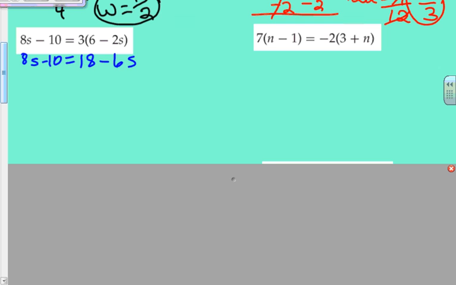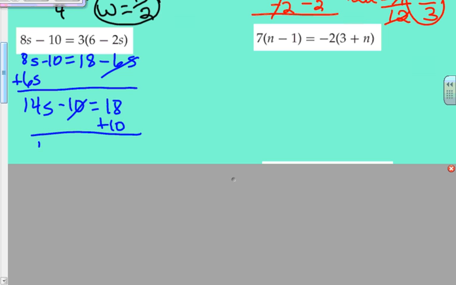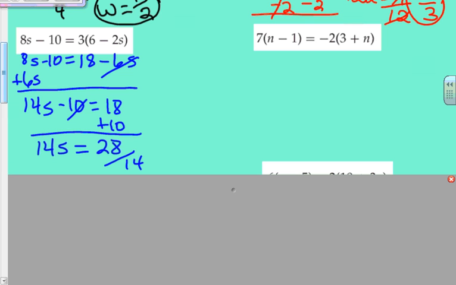Then I'm going to bring my 6 s's over here and add them away. So they're gone there. 8 s's and 6 s's makes 14 s's. Minus 10 equals 18. That's what I have left. Now I'm going to move my 10. So it's gone here. 14s equals 18 plus 10 is 28. Then when I divide by 14, I'm going to end up with s equaling 2.